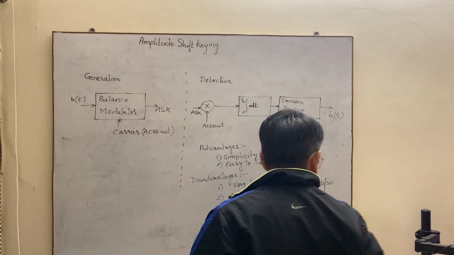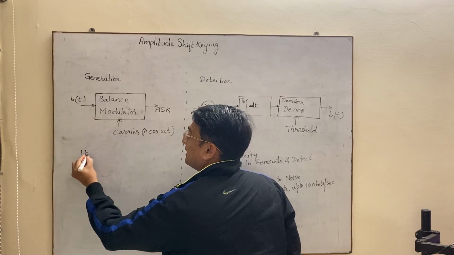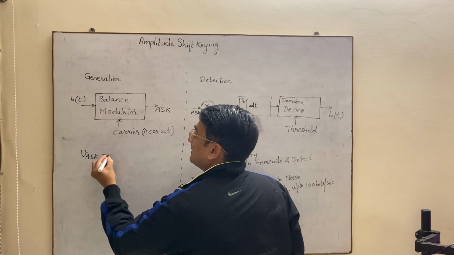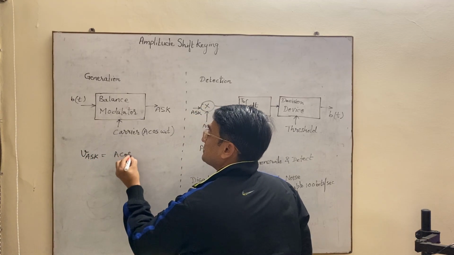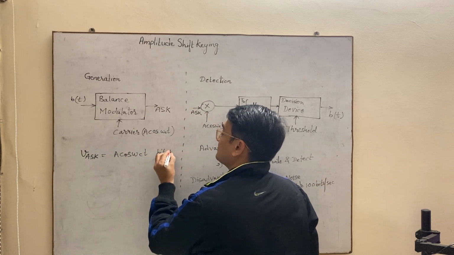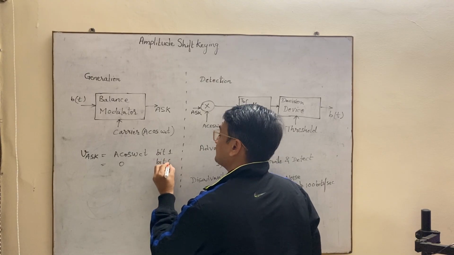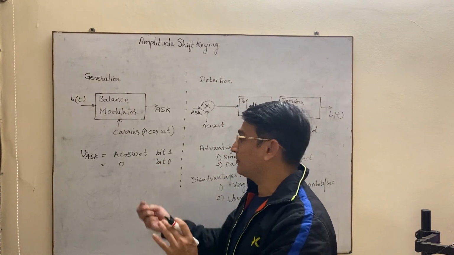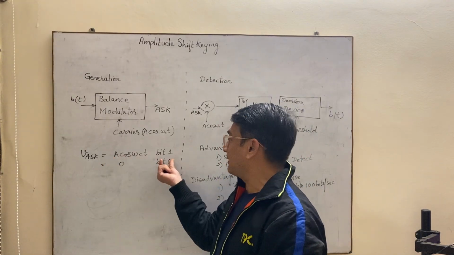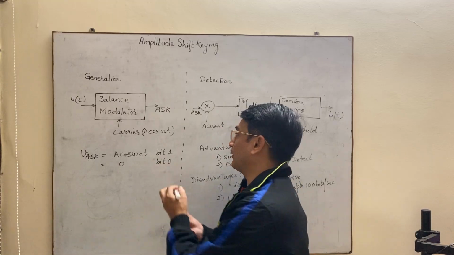So the ASK signal is represented by A cos omega Ct when the bit is 1, and it is 0 when the bit is 0. So you will get the carrier signal when the bit is 1 and you will get 0 when the bit is 0.